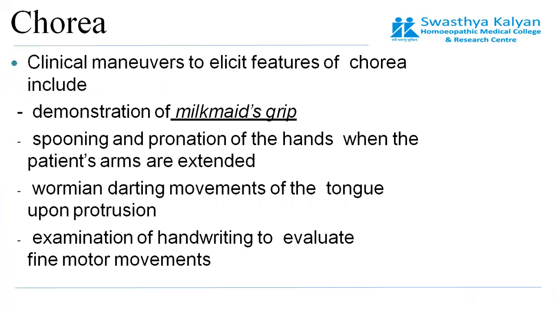Clinical maneuvers to elicit features of chorea include demonstration of milkmaid's grip, which is a weak grip, spooning and pronation of the hand when the patient's arms are extended. So it's a particular position of spooning and pronation. We have seen that in anatomy. Then there is the vermicular darting movement of the tongue upon protrusion. So it's a typical appearance of the tongue. It is a protruded tongue which is quite flattened and has no control on the movement.